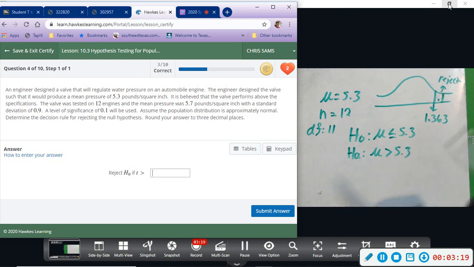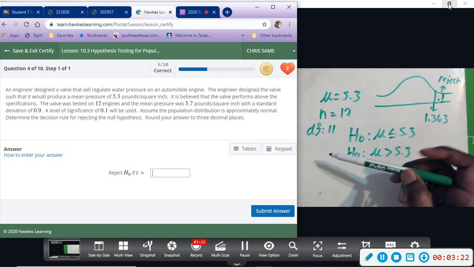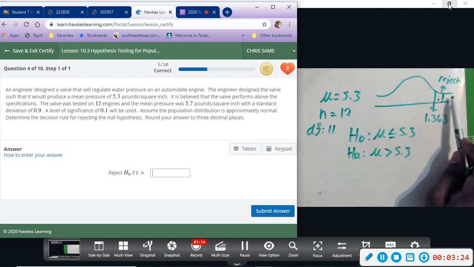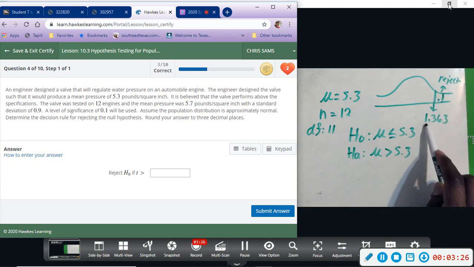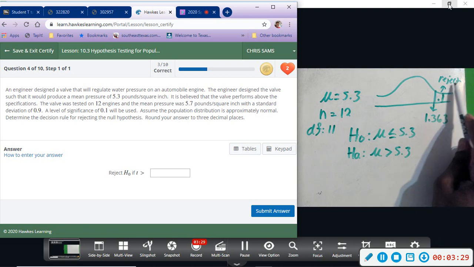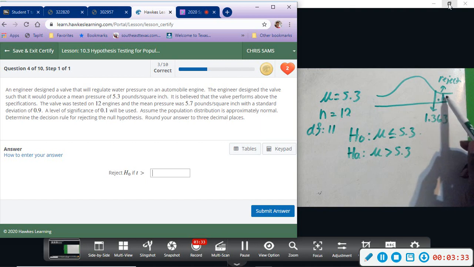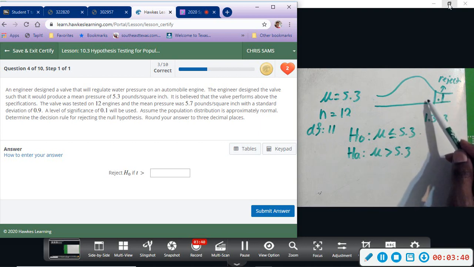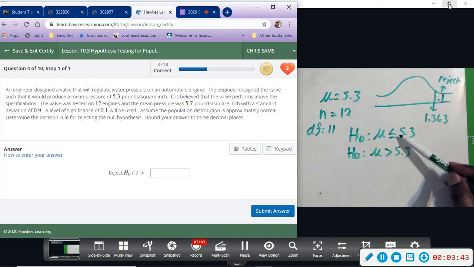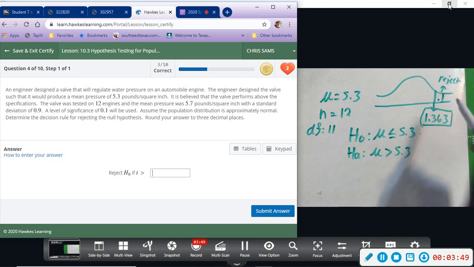1.363. So if I were to compute my test statistic and it was greater than 1.363, on this side, I would reject this one. That means if it's figured out there's less than a 10% chance for this to happen, then we reject it. If it's on this side, then I cannot reject it because it's more likely to happen. So that's all this question is asking: if it's greater than this critical value right here that we get from our level of significance. So 1.363.